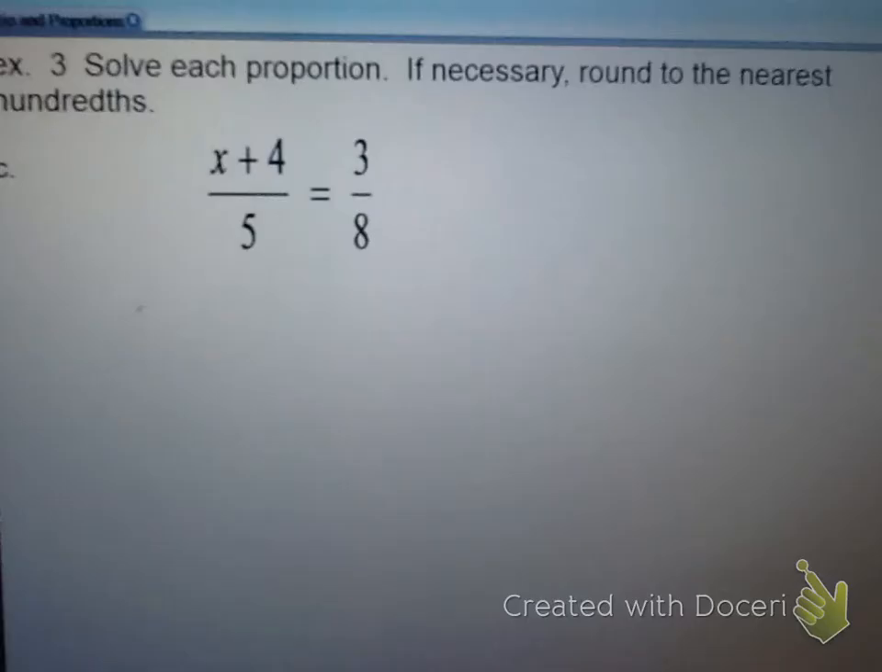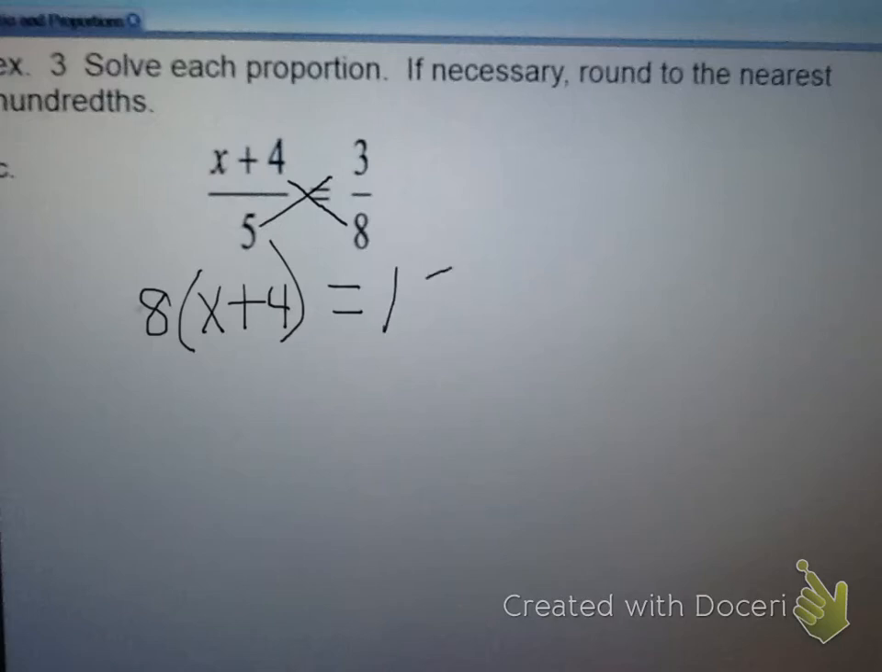Example 3, solve each proportion. If necessary, round to the nearest hundredths. Okay, so again we're going to cross multiply. It really does not matter which one you do first. I like the variable on the left side, so I am going to cross multiply where the variable is on the left side. So that's 8 times that whole numerator, so you have to put that whole numerator in parentheses, is equal to 5 times 3 is 15. Then we do the distributive property. 8x plus 32 is equal to 15.